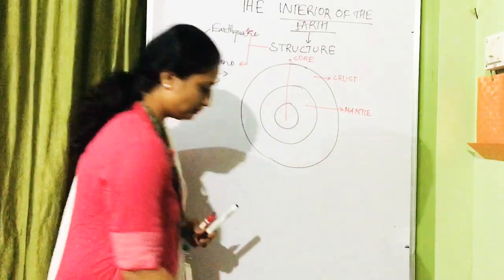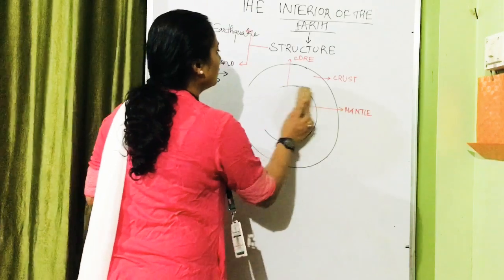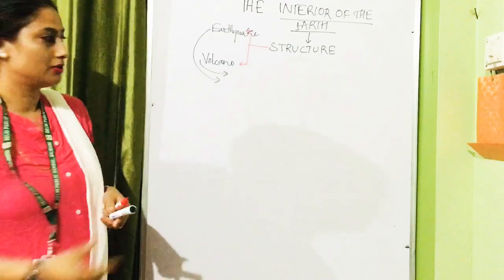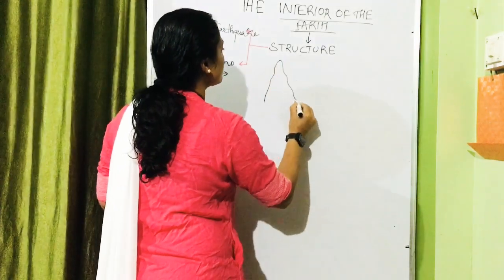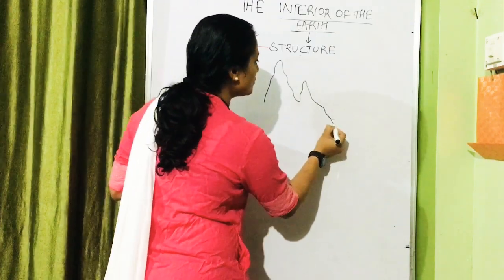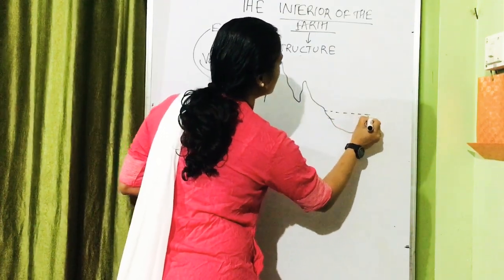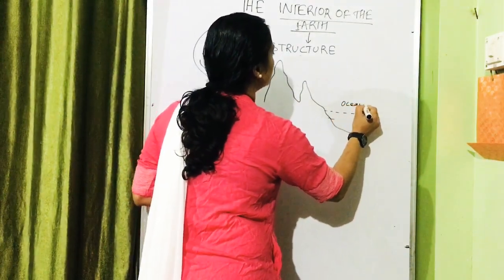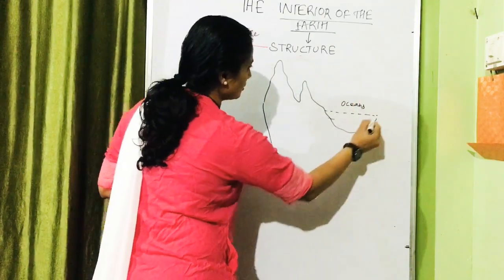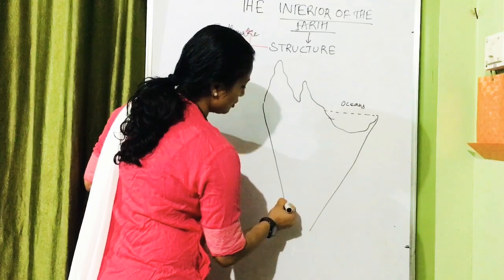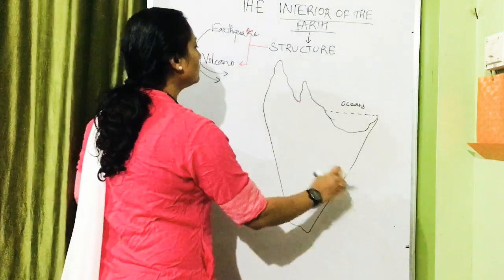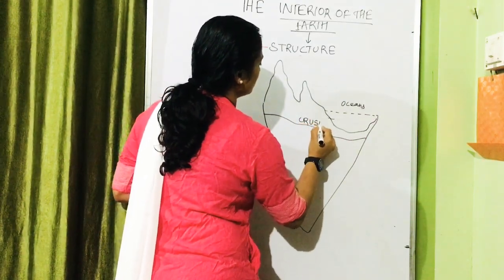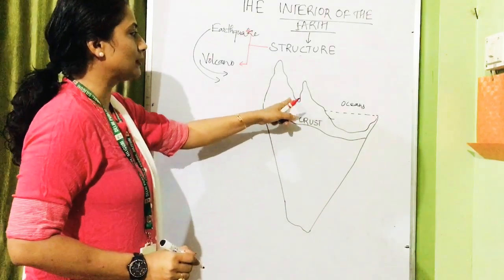So if you draw the diagram, a cross section of earth, we see on the surface mountains as well as we see depressions which are filled up with water known as oceans. Suppose this is your crust, which is the uppermost layer, it can be seen from here.